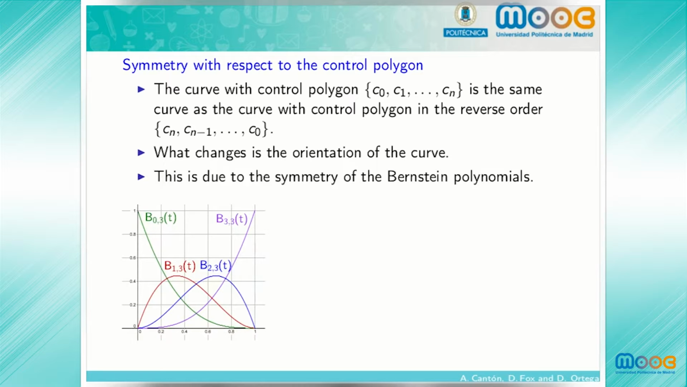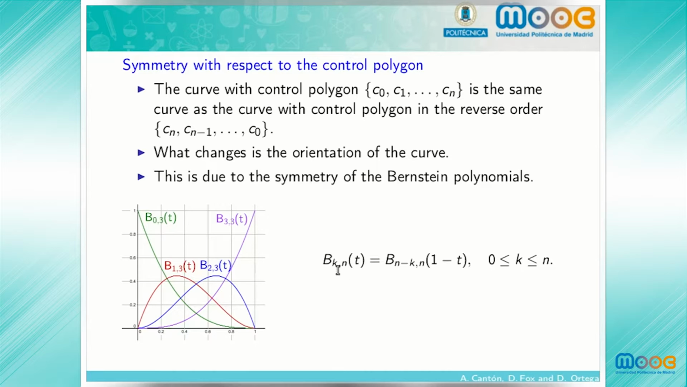Here we can see the Bernstein polynomials of degree 3, and we see how the first Bernstein polynomial of degree 3 is symmetric to the last Bernstein polynomial of degree 3, and how the second Bernstein polynomial of degree 3 is symmetric to the third Bernstein polynomial of degree 3. This symmetry is represented mathematically in this way.